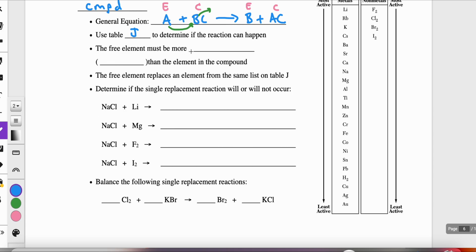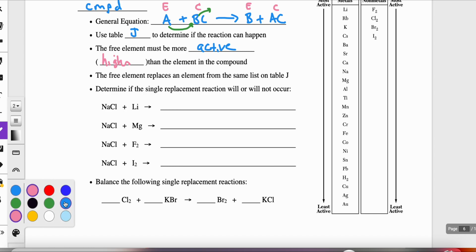The free element must be more active than the element in the compound for the reaction to happen. The way that you can tell that it's more active by looking at the list is that the free element will actually be higher on the list than the element in the compound. The free element only replaces an element from the same list. So you can't have the free element from the left list replacing something from the right list or vice versa.